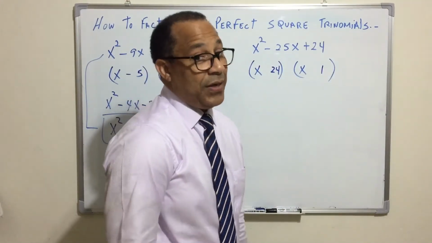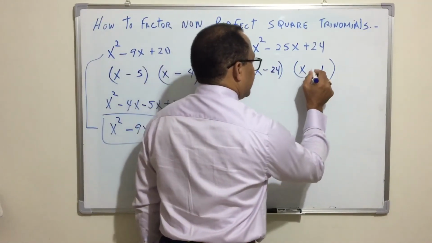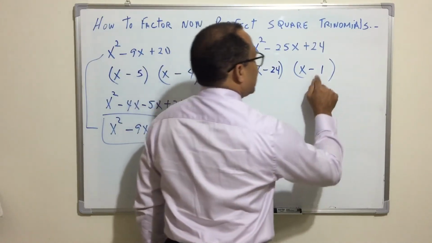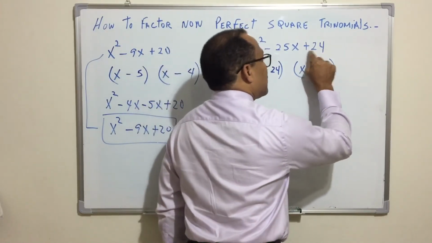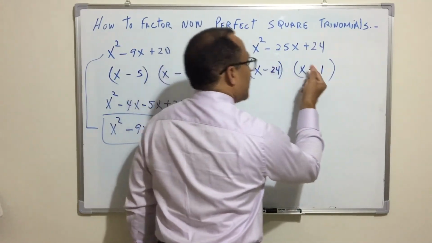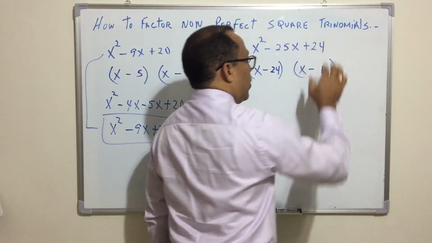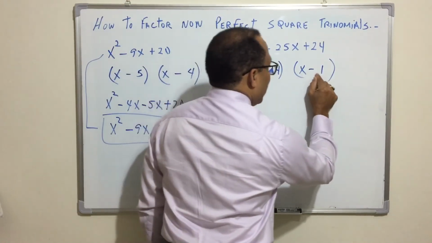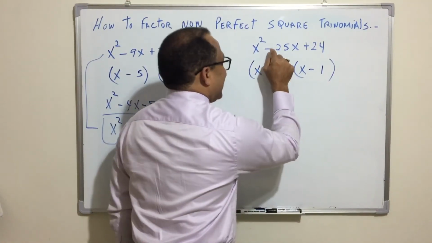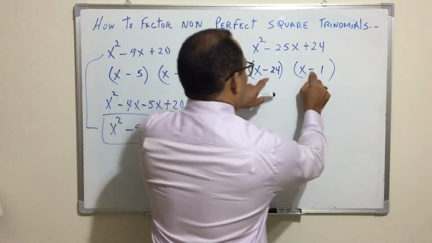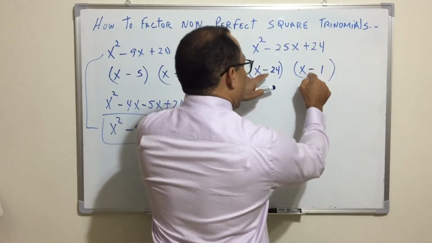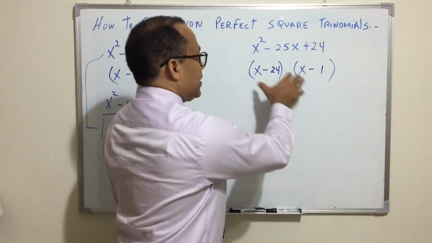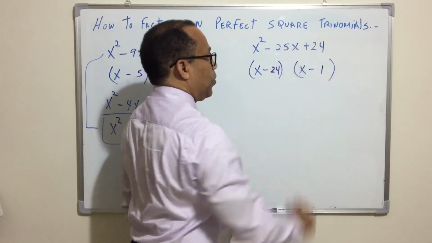Let's try negative and negative. Negative 24 times negative 1 is positive 24, because negative times negative is positive. Here we go, our first condition. And negative 24 minus 1 is negative 25, because when two numbers have the same signs, you add them and you copy the same sign. So here we are. This is how you factor this trinomial.